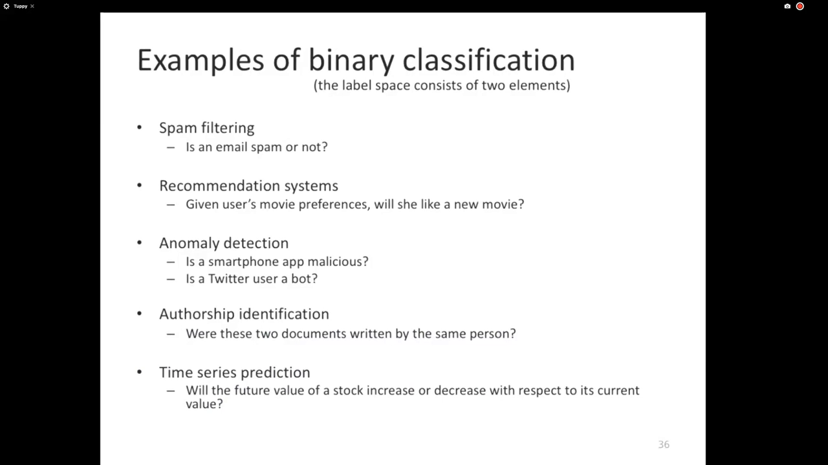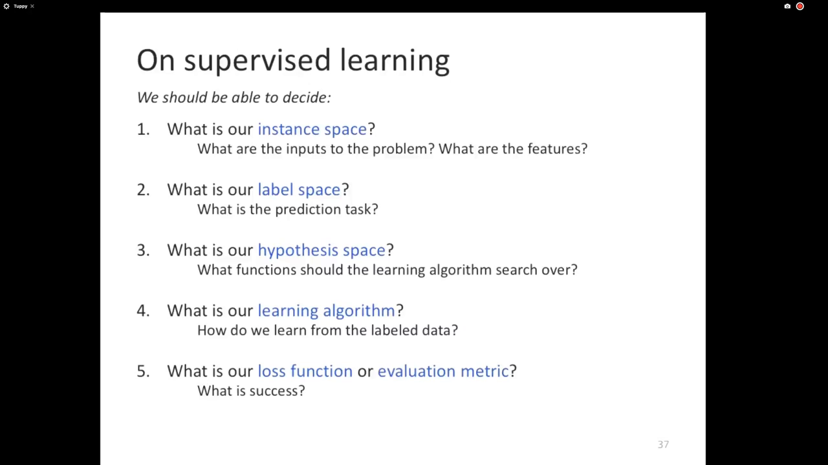Whenever we want to employ supervised learning, we need to be able to answer a bunch of questions. We need to know what our instance space is. In other words, we need to be able to tell what the inputs to the learn function will be, and also what the features are. We need to determine what the label space is, which essentially decides what the prediction task is, because if you know what the prediction task is, you have the label space. We also need to decide a few other things, but those are a little more complicated. I'll just briefly mention number three.